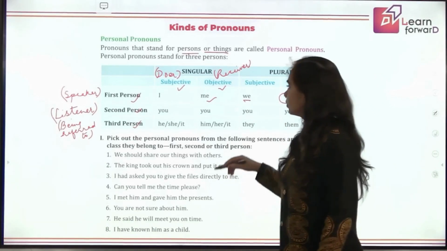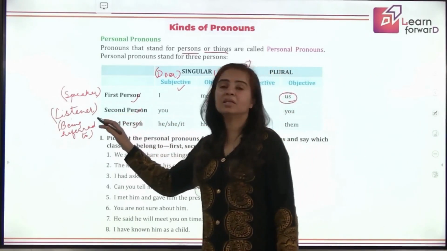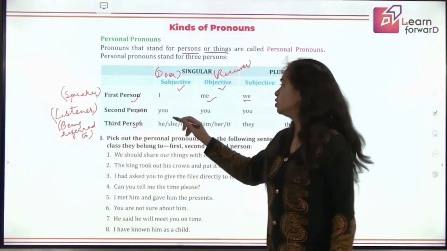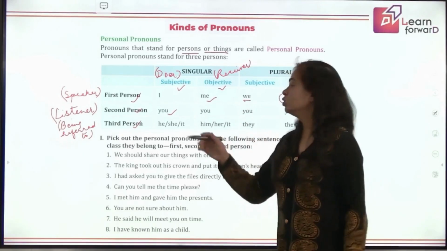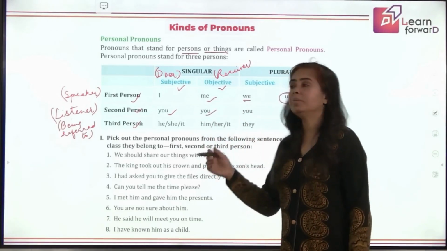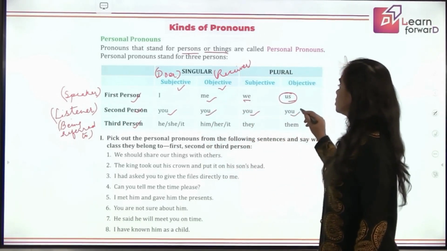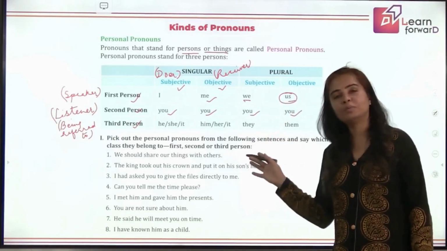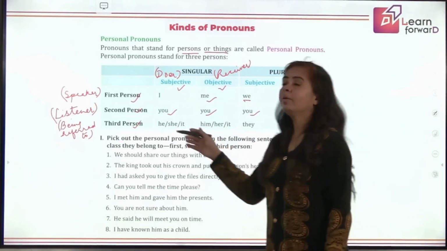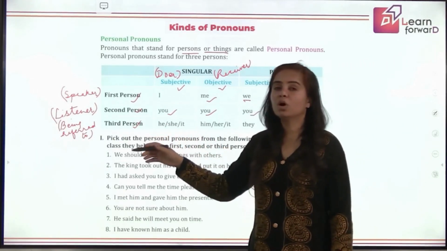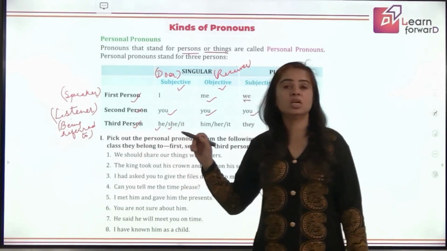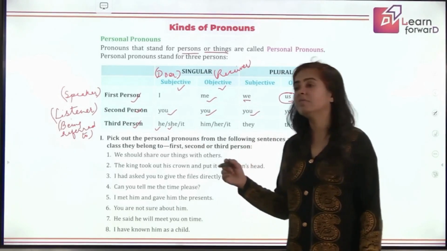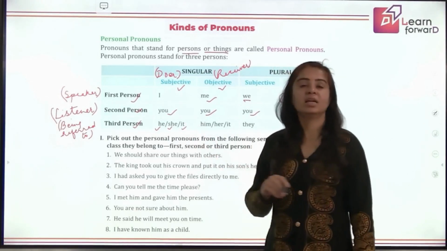Okay. Second person is the listener, and it is always you. You talked to me, I explained to you. So, it remains you, whether it is singular, plural, subjective or objective. So, it's very easy. Now, in third person, when we talk about males, we say he. For females, we say she. And for non-living things and animals, we say it.